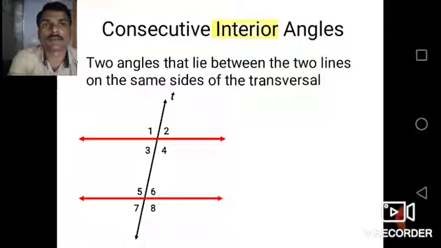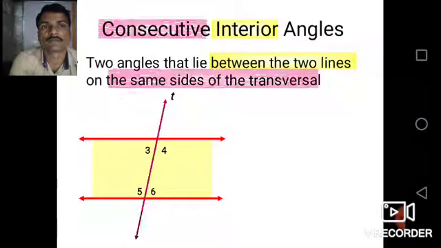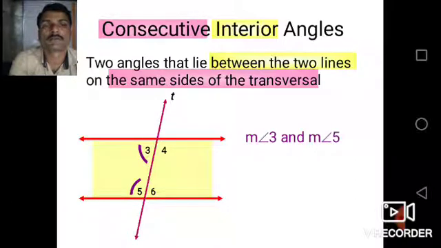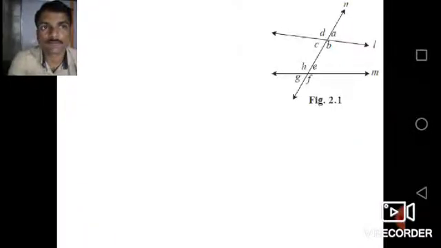Consecutive interior angles are the angles that lie between two lines on the same side of the transversal. The transversal has a left and right side. On the same side of the transversal, angle 3 and angle 5 is a pair of interior angles, and angle 4 and angle 6 is another pair of interior angles.